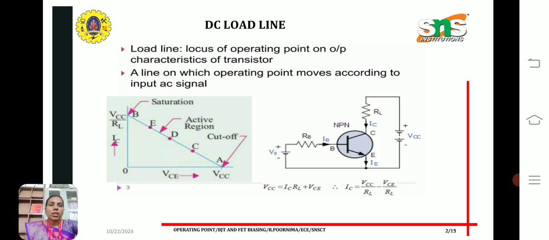For the circuit, we have taken the values of IC and VCC, and the points A and B are marked as VCC on the x-axis and VCC divided by RL on the y-axis. Here the cutoff region is near the point A, and the saturation region is near the point B, and the active region is in between E and D.